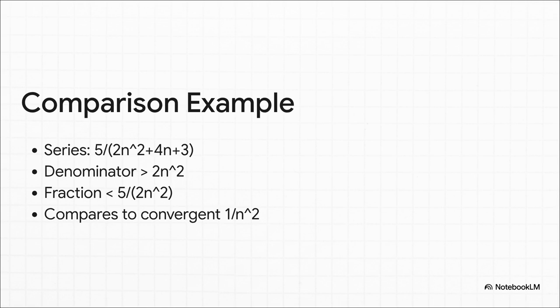But just look at the denominator. 2n squared plus 4n plus 3 is clearly larger than just 2n squared by itself. And because the denominator is larger, the overall fraction is actually smaller. So our messy, complicated series is strictly less than 5 over 2n squared. And what is that? That comparison series is just a constant multiple of a convergent p-series. Because it's smaller than a convergent series, our original series must converge too.